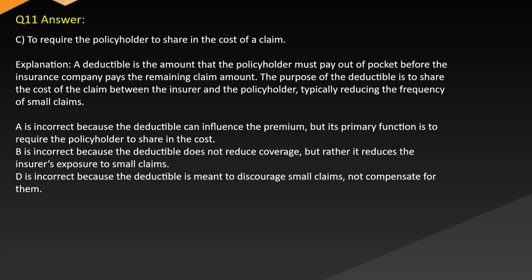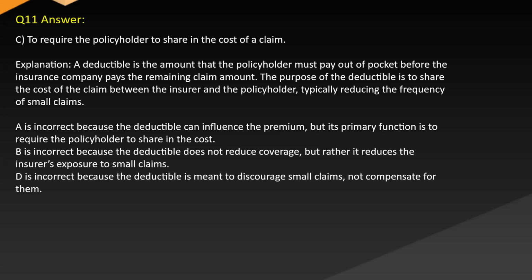Answer: C. To require the policyholder to share in the cost of a claim. Explanation: A deductible is the amount that the policyholder must pay out of pocket before the insurance company pays the remaining claim amount. The purpose of the deductible is to share the cost of the claim between the insurer and the policyholder, typically reducing the frequency of small claims.